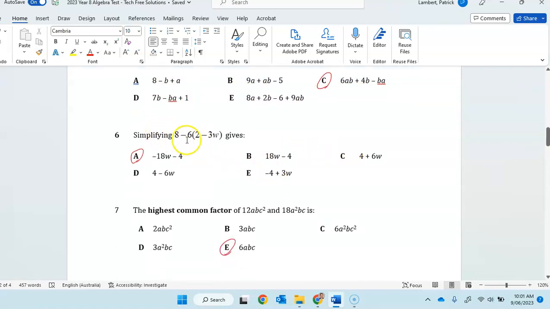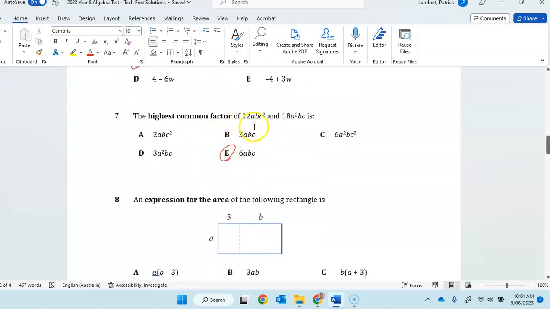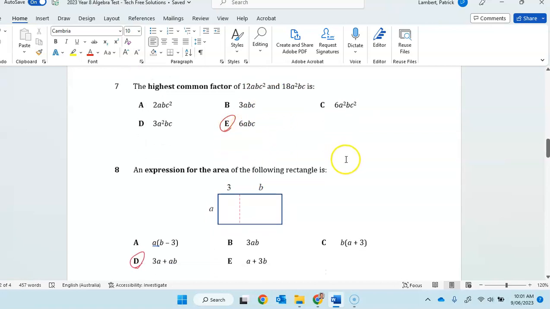When you simplify this, multiply -6 by 2, you get -12. So 8 minus 12 is going to be -4, and 6 times -3w will be -18w. So the only one that's got that is this one here. That's A. The highest common factor of both 12abc squared and a squared bc: 6 goes into both 12 and 18, that's the highest factor, and A, B, and C go into both, so it has to be E.